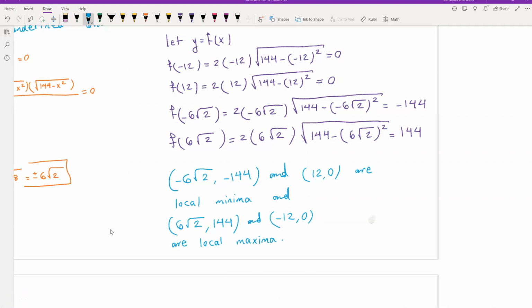So again, these two points, (-6√2, 144) and (12, 0), are local minima, and (6√2, 144) and (-12, 0) are local maxima.